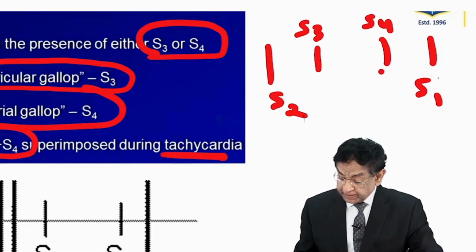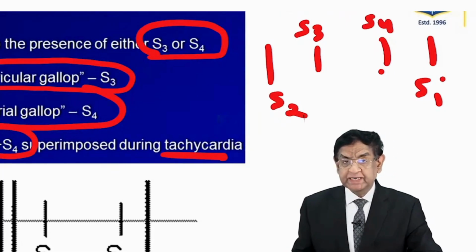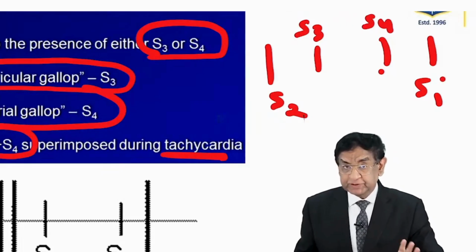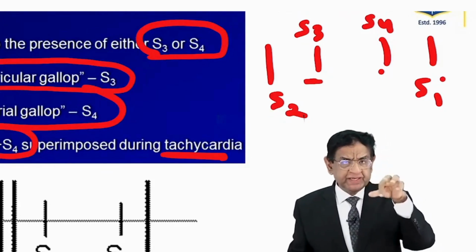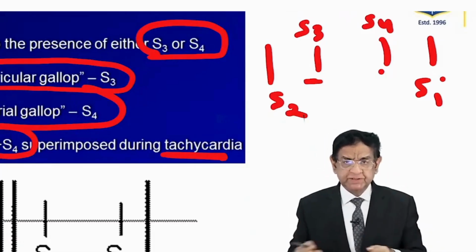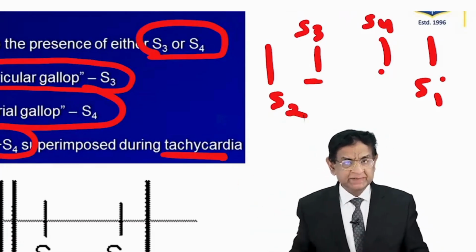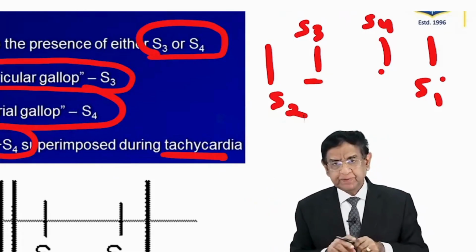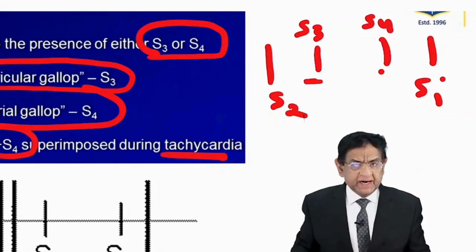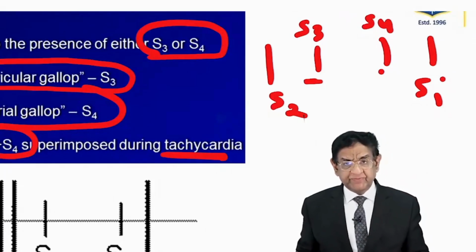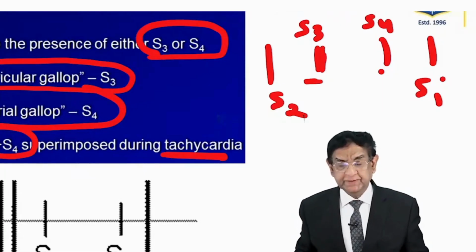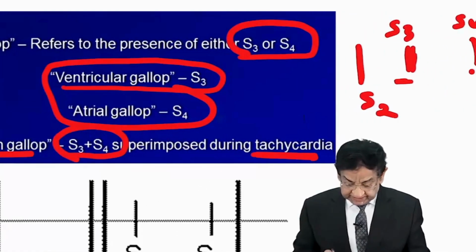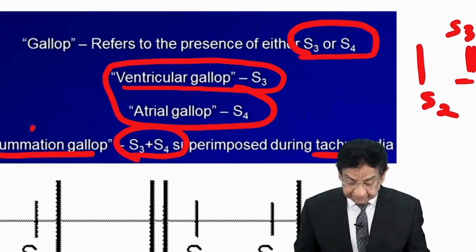So S4 occurs just before S1, that's why we call it just before the S1. And this is the early diastole. So these sounds are just like when a horse walks, they are produced like that. That's why they are known as gallop. But in tachycardia, when the heart is beating very fast, these two tend to come very close to each other. In that way, we may even get a single sound, and that is known as summation gallop.